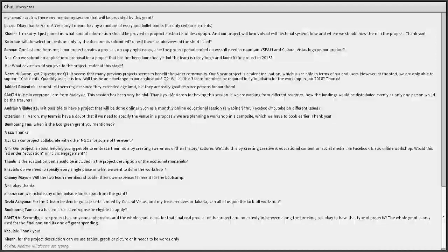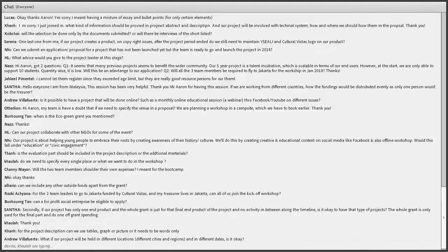Bunrong is asking, can a for-profit social enterprise be eligible to apply? This would fall under economic development under the 4 YSEALI themes, and yes, they can apply. So Santha is asking, can the whole project be used towards one end product? It can be, but it needs to be a persuasive argument for why that end product is necessary.